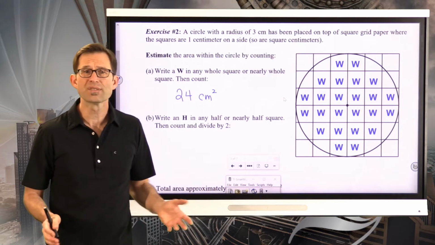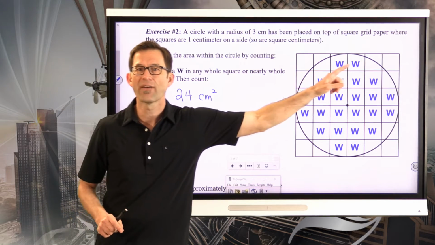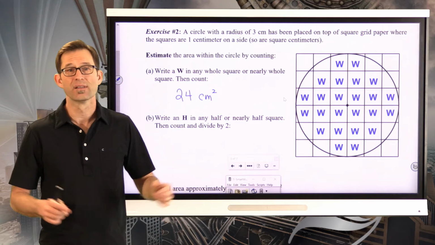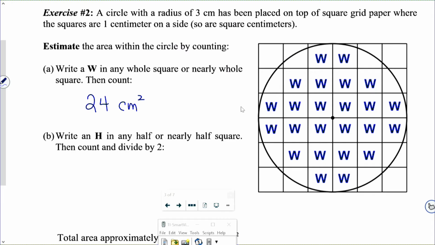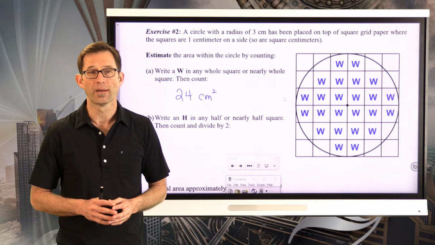Now, we're still missing a lot. We're missing all these half squares. So that's letter B. Take a look. Write an H in any half or nearly half square. Then count and divide by 2. Why don't you go ahead and do that?